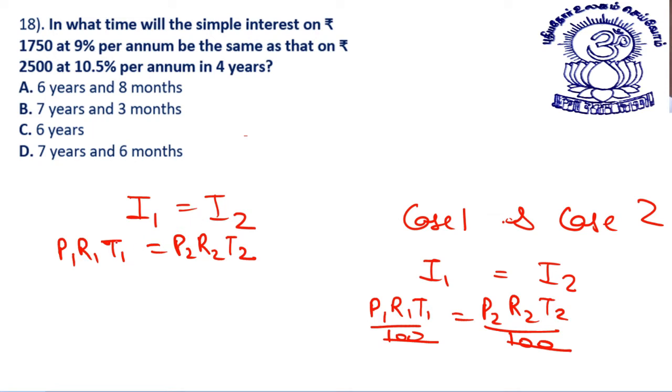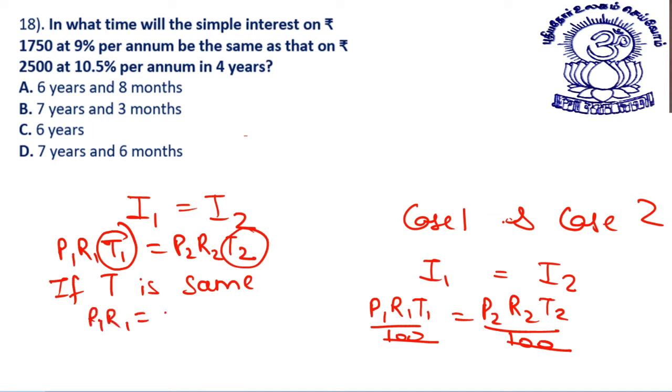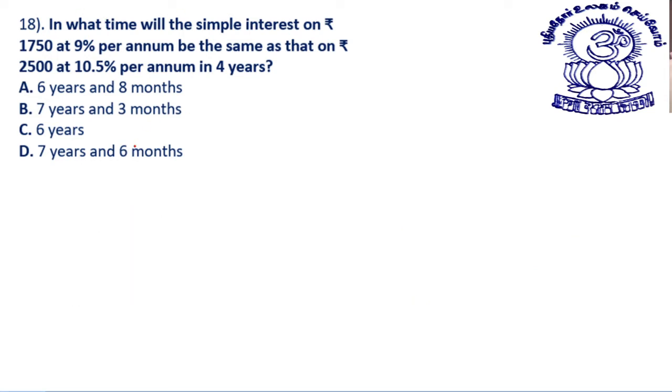Sometimes it happens that this T is given equal. If T is the same, then in that scenario what we will do is P1 R1 is equal to P2 R2. If T is equal, these will cancel, so P1 R1 is equal to P2 R2. That way we will be doing the questions, and I'm sure it will be clear to all of you whatever I do. Okay, in what time will the simple interest on 1750 at 9% per annum be the same as that on rupees 2500 at 10.5% per annum in 4 years?